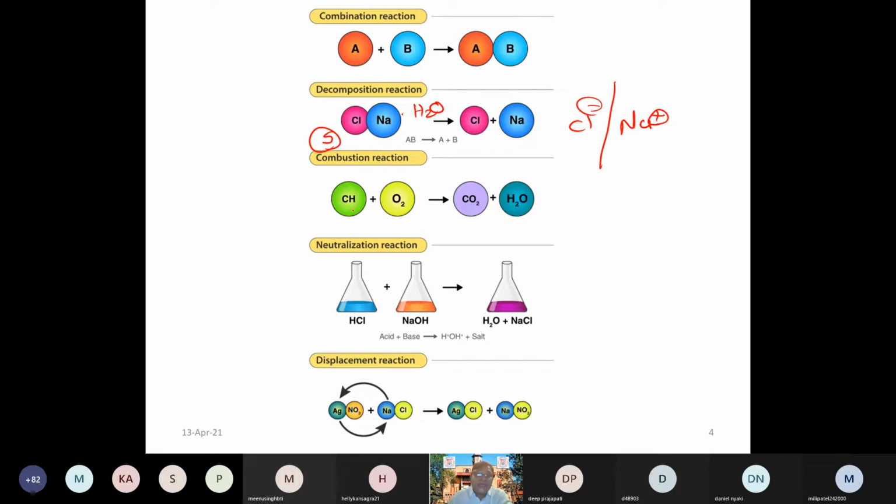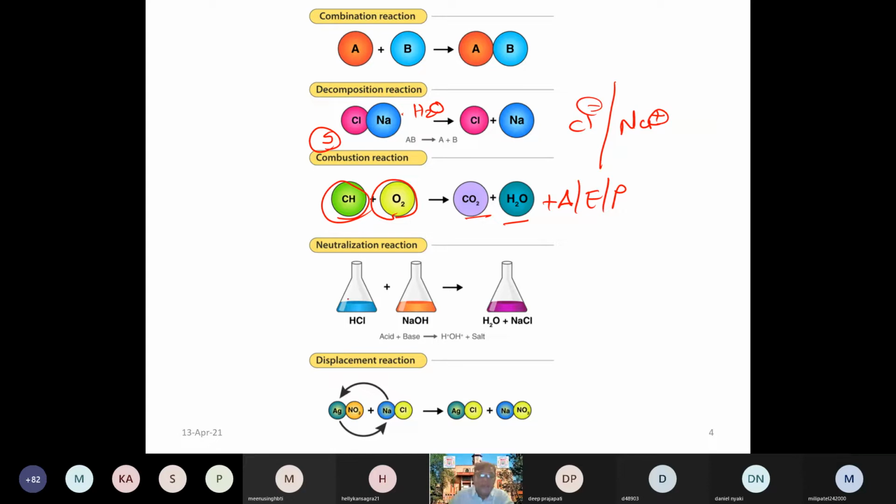Combustion reaction, already I have given an example: hydrocarbon plus oxygen, we will get carbon dioxide plus water and heat, energy and pressure also.